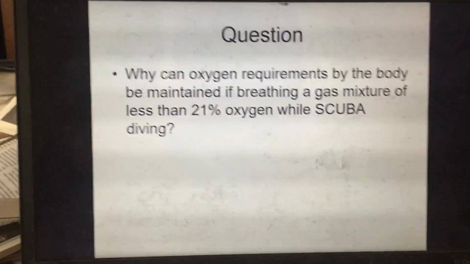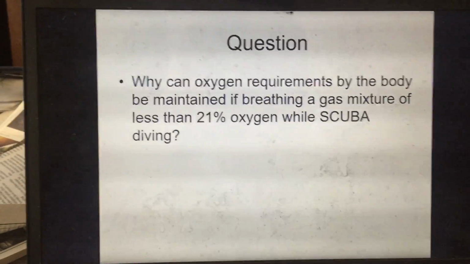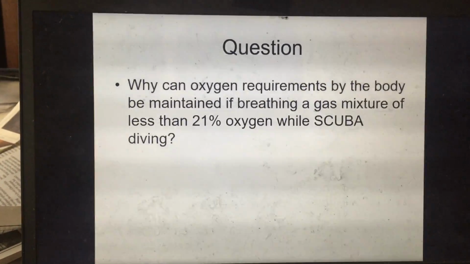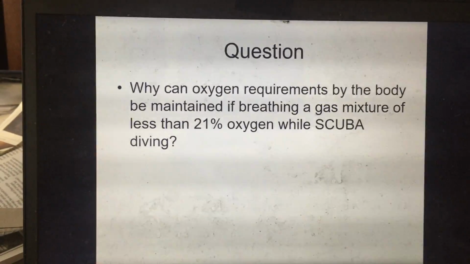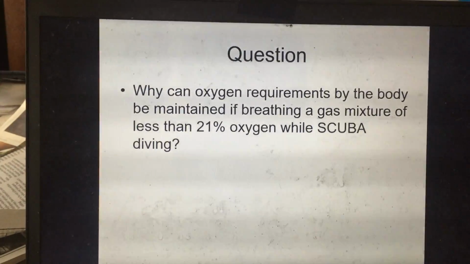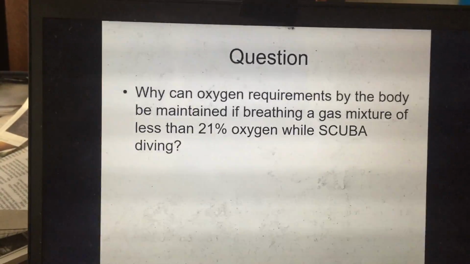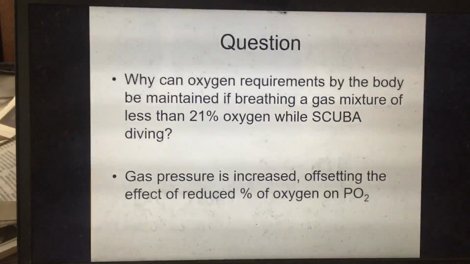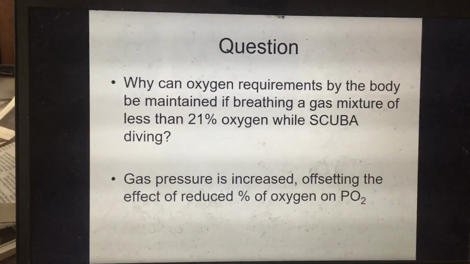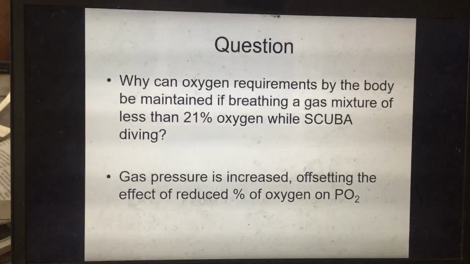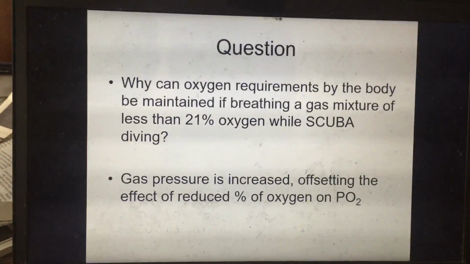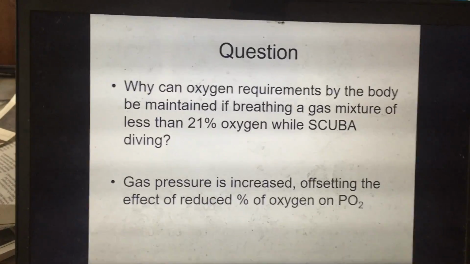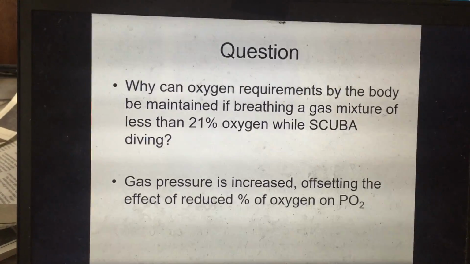Scuba diving tanks usually have a reduced percentage of oxygen. The question here is, why can oxygen requirements of the body be maintained if breathing a gas mixture of less than 21% oxygen from scuba diving? The answer is that if you're under pressure from being under the water, the partial pressure of the oxygen in your tank is maintained even though the percentage of oxygen in the air is reduced.